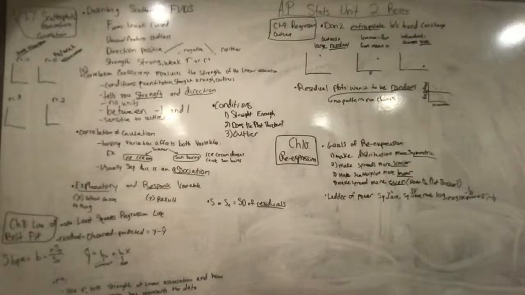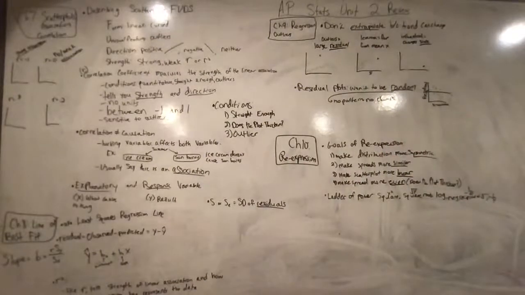Okay, first we will talk about chapter 7. Again, we are using this textbook. Chapter 7 is on scatter plots, association, and correlation.